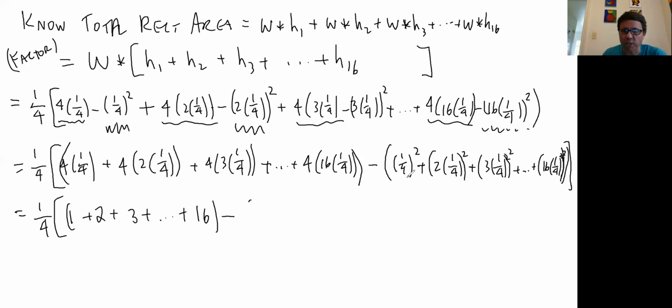Now, this one's a little bit trickier. You'll notice that if you were to write this term out, for example, you could write it as 2 squared, a quarter squared. And the next one you can write is 3 squared, a quarter squared. And the next one, 4 squared, a quarter squared. And then 5 squared, a quarter squared. 16 squared, a quarter squared. All of these things in here are multiples of a quarter squared. So if I wanted to, I could factor again. Factor out a quarter squared.